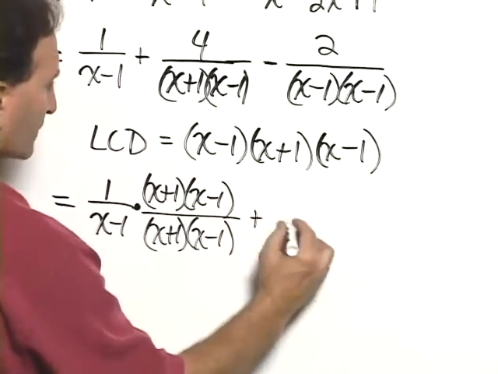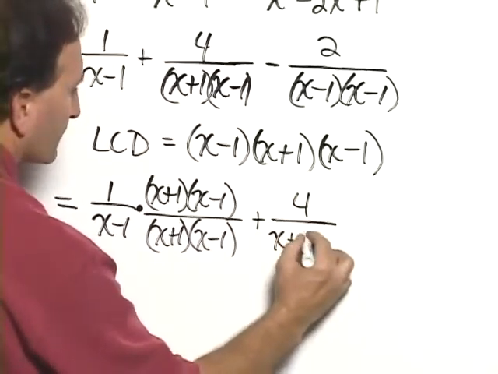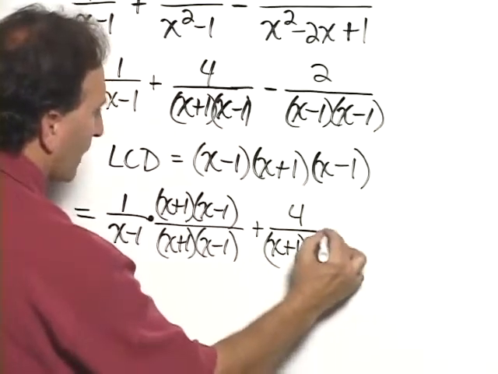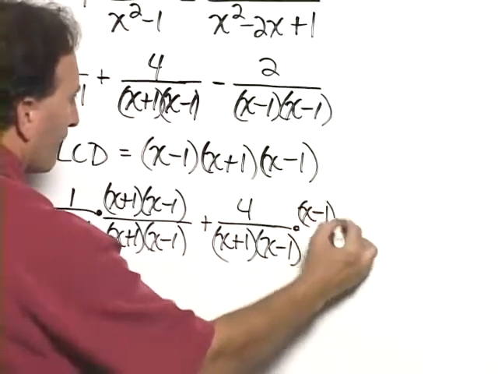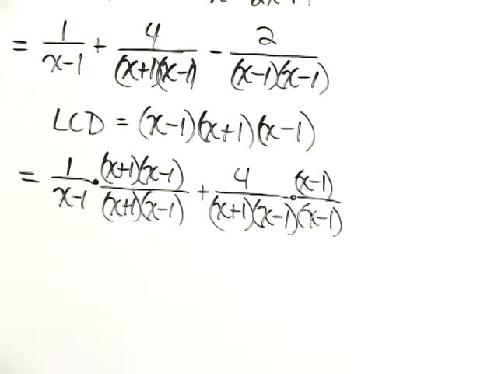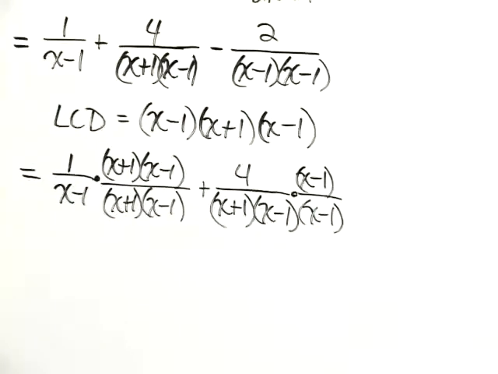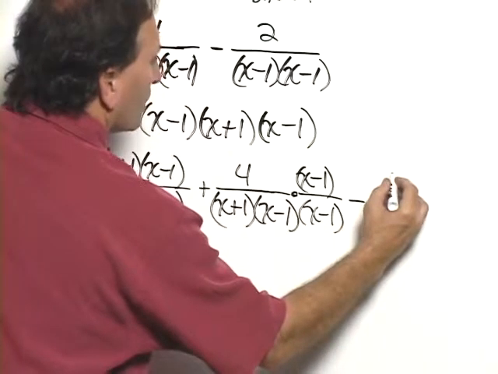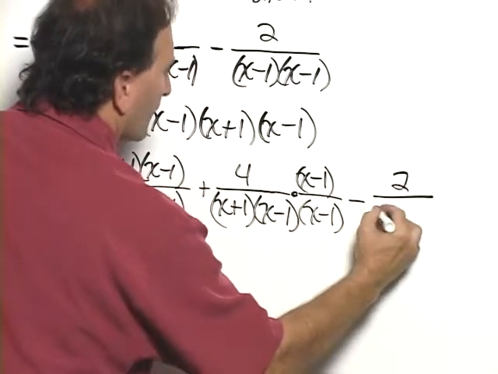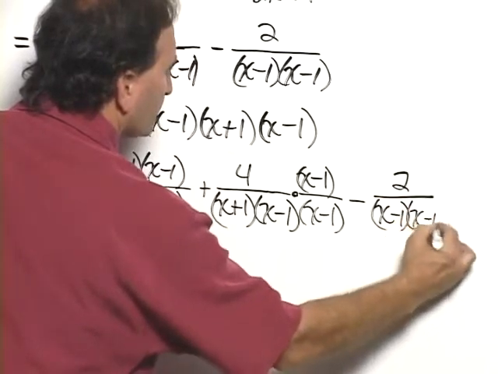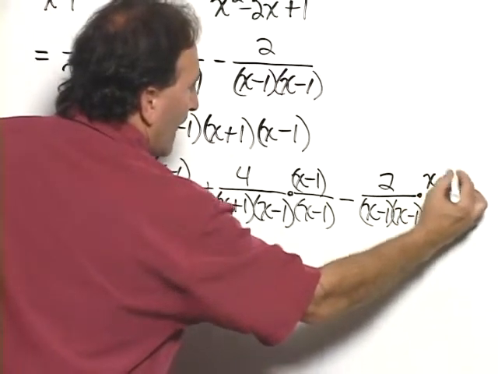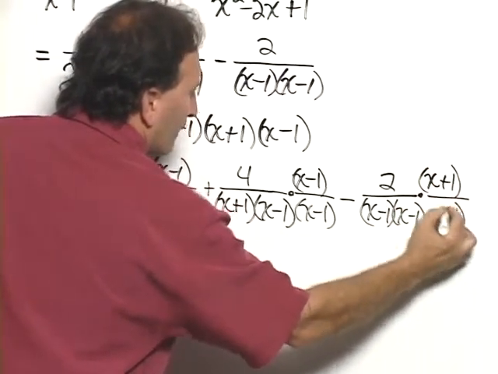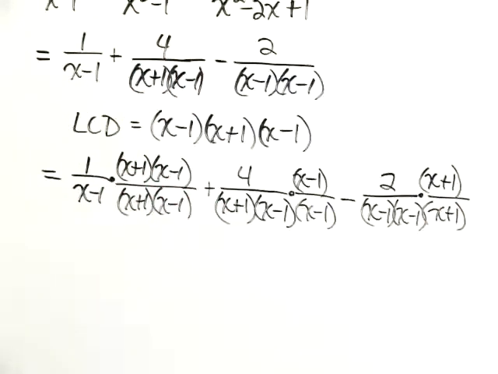For the next rational expression, 4 over x plus 1 times x minus 1, we would have to multiply by x minus 1 over x minus 1. And finally, for the last one, 2 over x minus 1 times x minus 1, we would have to multiply the numerator and the denominator by x plus 1. Let's now look at that multiplication.